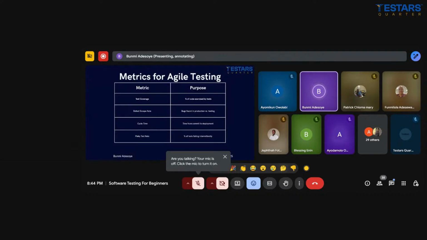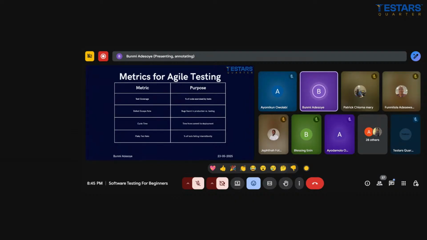So what are the metrics for agile testing? One, we have test coverage. The purpose of test coverage is for us to know the percentage of code exercised by the test, right? When you write your automation code, you want to know the percentage of the code that you have written that is actually executed in the automation execution, right? So that irrelevant imports or irrelevant dependencies on the project can be weeded out, so that they will not form undue load on your project.